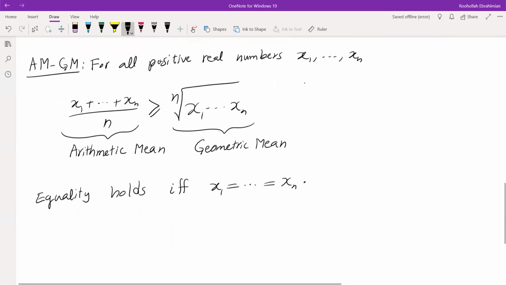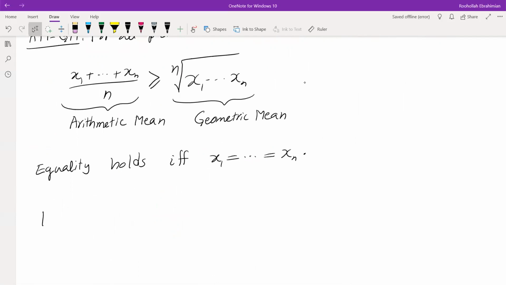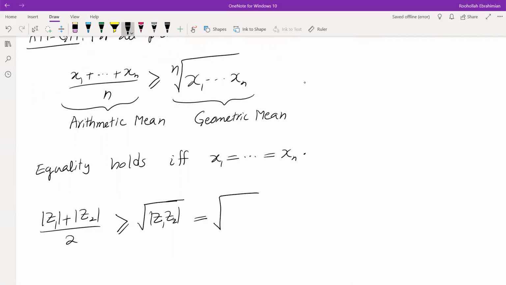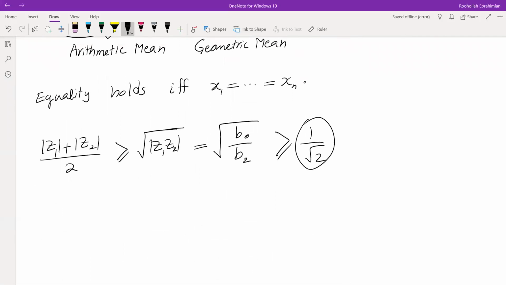Okay, so how is that going to help? Because I can relate these 2 now. So now in general, I can say the absolute value of z1 plus absolute value of z2 over 2 is greater than or equal to root of z1 z2 in absolute value, which is equal to root of the constant divided by the leading term, which is 1 over root 2. So in both cases, I was able to get the 1 over root 2. So this inequality is valid for both the real and the non-real case.